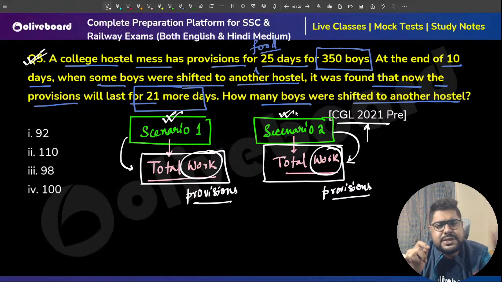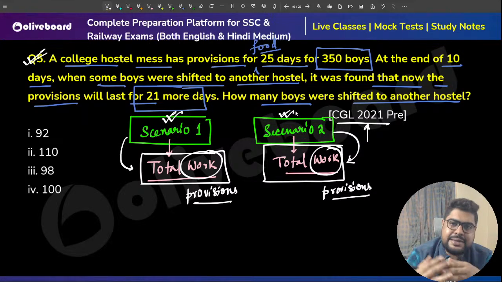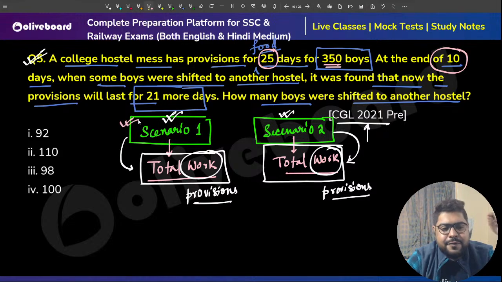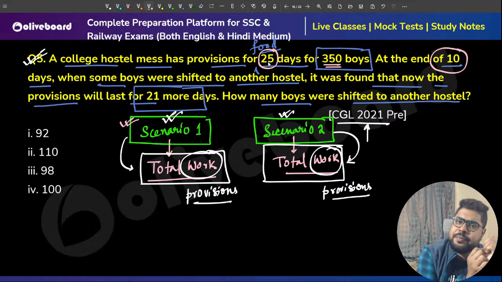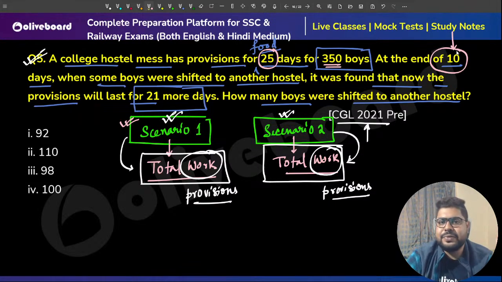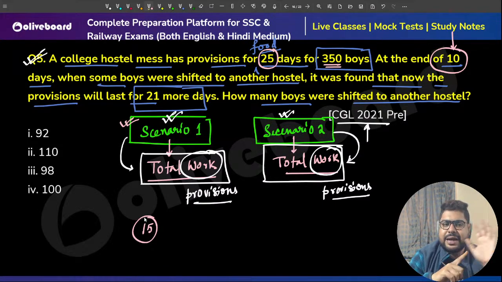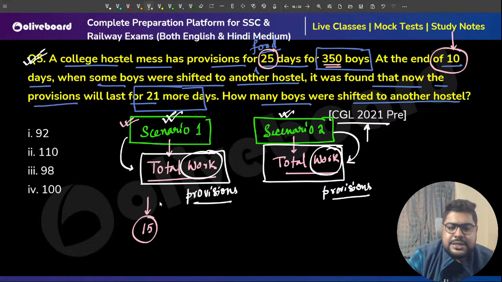Please understand, we are going through absolute basics here. That is how you should approach any MDH type question. Now, let's understand scenario number 1. Now, there is a problem here. What problem? Provisions are there for 25 days for 350 boys. Perfect. Now, at the end of 10 days, scenario 1 itself is saying there were 25 days worth of food. But out of those 25 days, 10 days are already gone. That means how many days worth of food is there? You will say, sir, there is 15 days worth of food. Correct, everyone? Now that means in scenario 1, our number of days is 15. Meaning we are having food for only 15 days, not for 25.